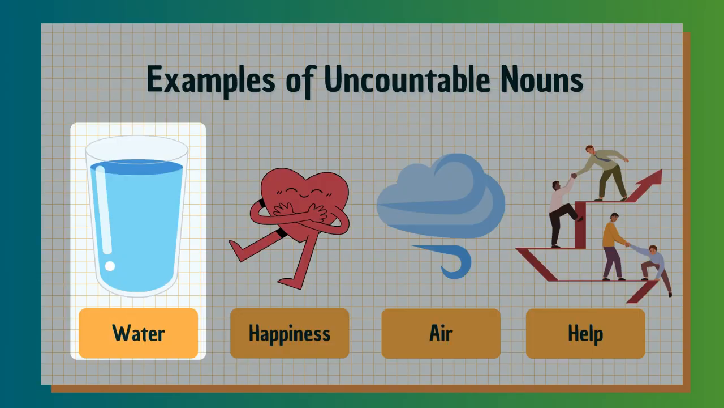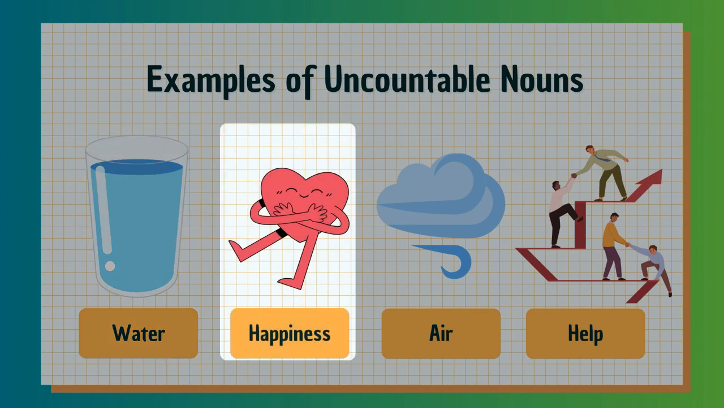For example, water, this is an uncountable noun that names a liquid substance that is essential for life. It cannot be counted by itself, but it can be measured by units such as liters or gallons. Happiness, this is an uncountable noun that names a feeling or state of being happy. It cannot be counted by itself, but it can be expressed by words such as a lot or a little.